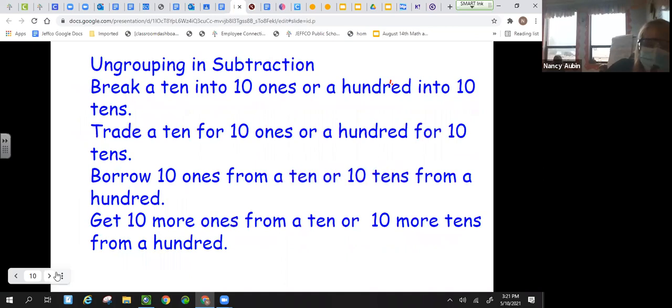Okay, what about in subtraction? Think which one you like better. I'm going to read them all, then you're going to stand. When we ungroup, we break a 10 into 10 ones or 100 into 10 tens. We trade a 10 for 10 ones or 100 for 10 tens. Borrow. I know I'm guilty of saying that. Not that it's bad, but I say it. Borrow 10 ones from a 10 or 10 tens from 100. Or get 10 more ones from a 10 or 10 more tens from 100. So here's your key words. Break, trade, borrow, or get.